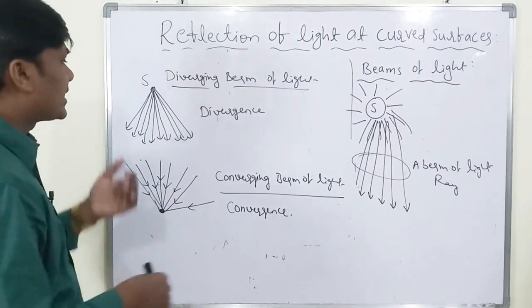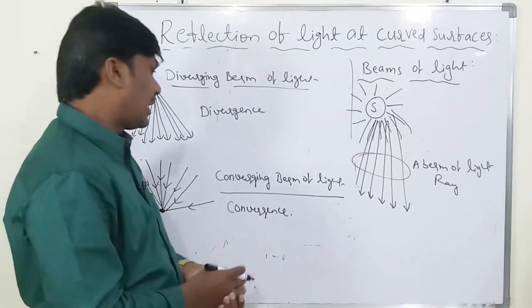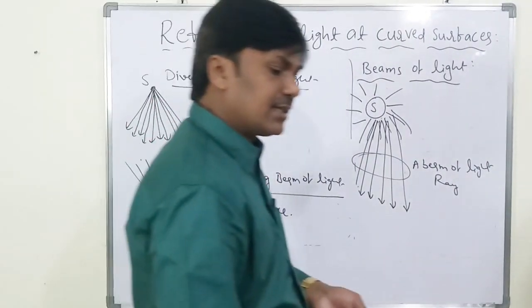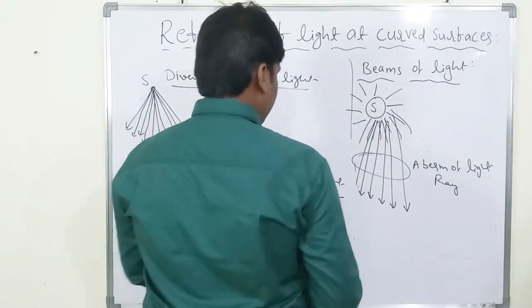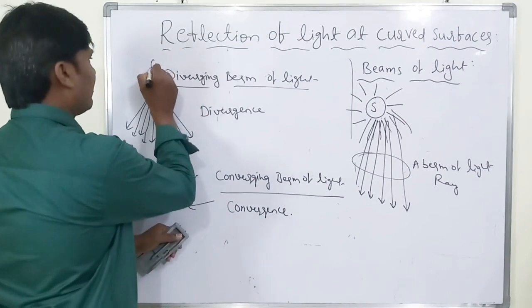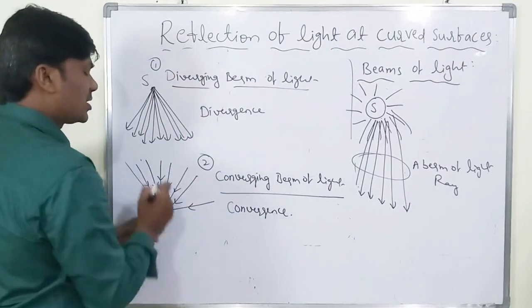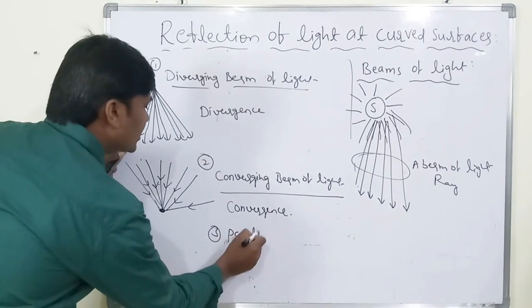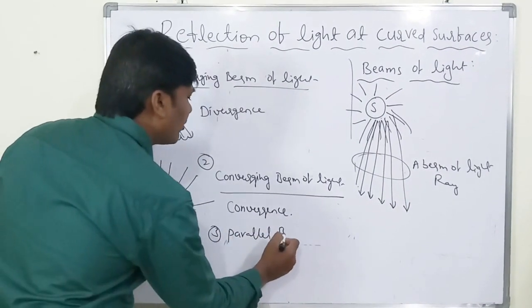Next, another type of beam of light rays. That beam is called a parallel beam of light. It is another type of beam, called a parallel beam of light. First one, this is the diverging beam of light. Second one, converging beam of light. And the third one is a parallel beam of light.